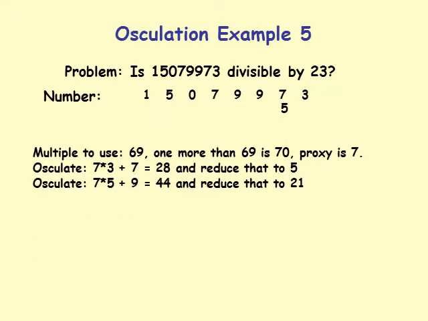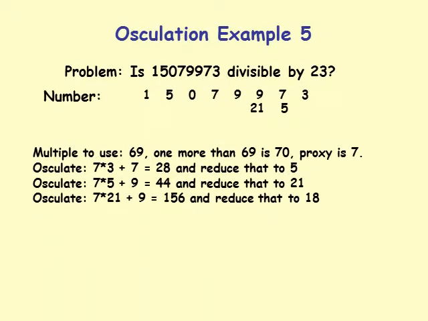Now we osculate this 5 on the right and 9 on the left. 7 is the proxy here, so 7 times 5 plus 9 is 44. 44 is more than 23, so we subtract 23 from it and get 21.